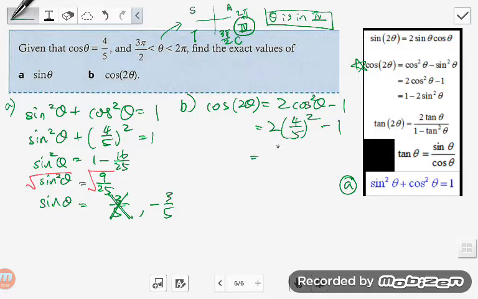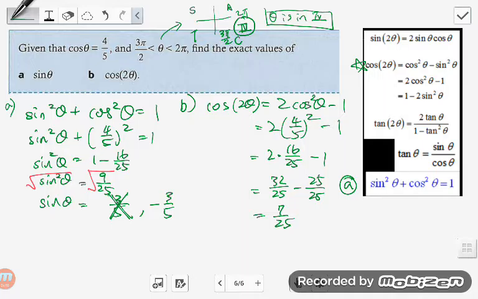That will be 2 times 16 over 25 minus 1, which is, how much is this? 32 over 25 minus 25 over 25. And that will give us 7 over 25. Right? Okay, so that's it.